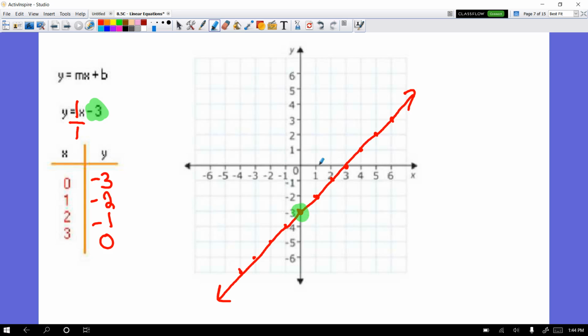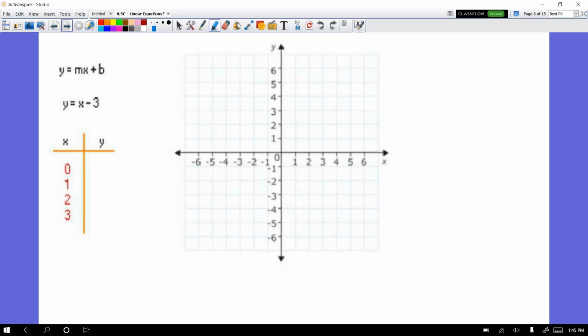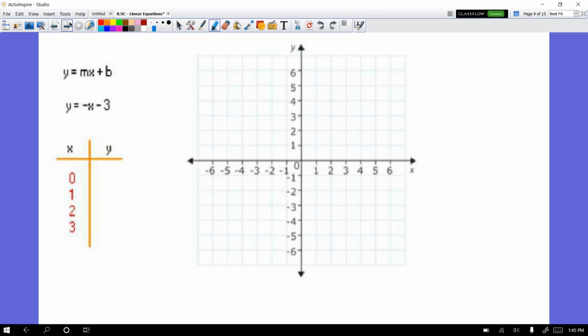1, negative 2; 1, negative 2; 2, negative 1; and 3, 0. Cool. Now, just know that to make a line, all you need is 2 points. And the reason I do 4 is because I want to make sure that everything is right. There are off chances where you can plug a number in and it works, and it's actually not a line. I always go above and beyond when I'm checking my stuff.